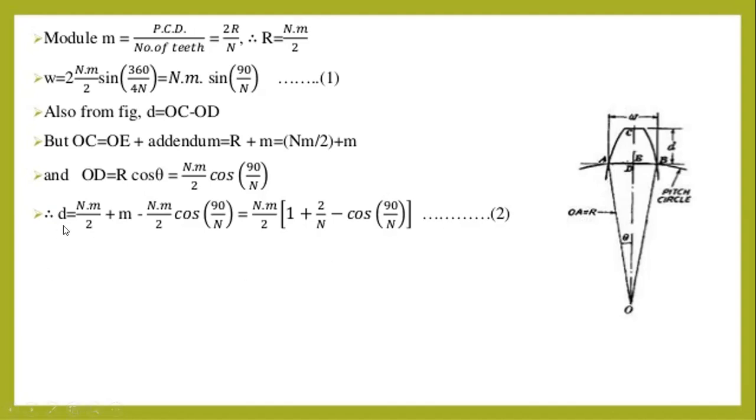Therefore, small d is equal to N into m by 2 plus m. So the small m is the factor there, for the radius N into m by 2. By substituting these values, we got N into m by 2 into 1 plus 2 by N minus cos 90 by N. So this is the second equation.